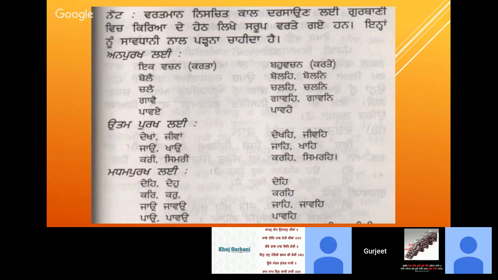Same way in Uttam Purak, in the first person, these things have to be pronounced with the bindi. Dekha, jiva, jaun, khaun, kari, simri. And in plural sense, they're dekhe, jiva, jahe, khahe, kare, simre. And in second person, dehe is with a sihari and they with an ankar. Then kari, kar, karhe. So this is how their forms will change from singular to plural.